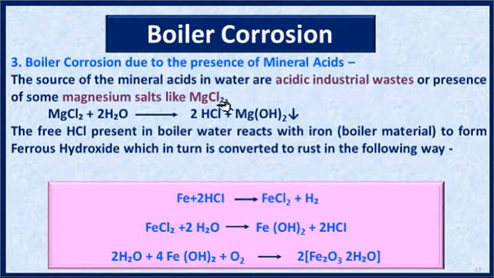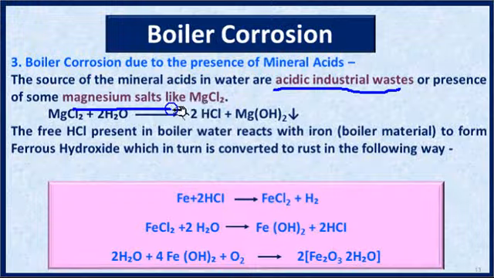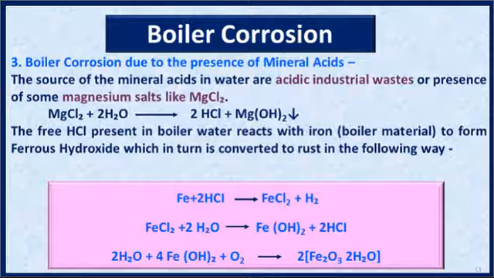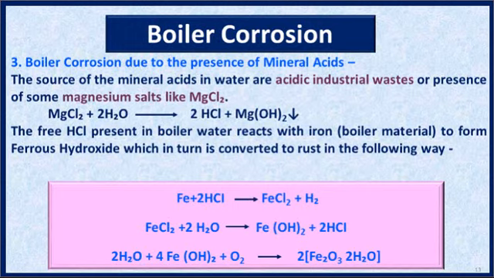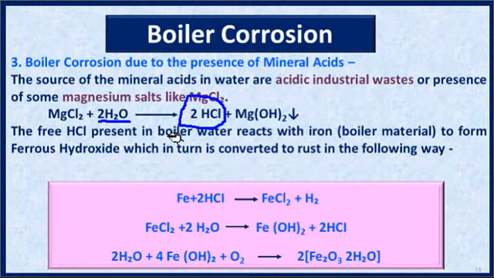Now, the third cause of the boiler corrosion is the presence of mineral acids. The sources of mineral acid in water are acidic industrial waste and the magnesium salts like the magnesium chloride. If we are using the boiler feed water which included acidic industrial waste, it already contains the mineral acids, or the water which contains the magnesium salts. So during the boiling process, these magnesium chlorides or magnesium salts react with water and form the corresponding mineral acid. Like here, the magnesium chloride generates the hydrochloric acid during the boiling in the boiler feed water.